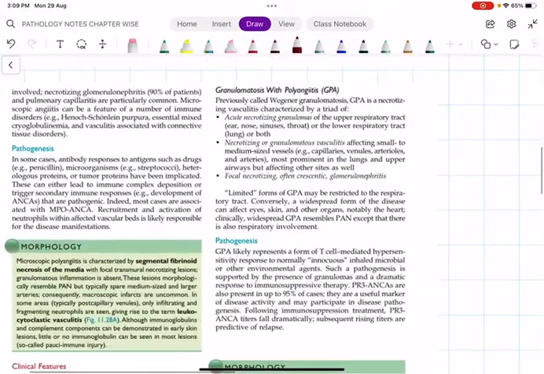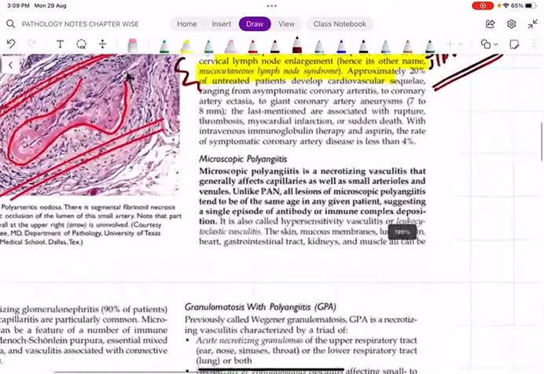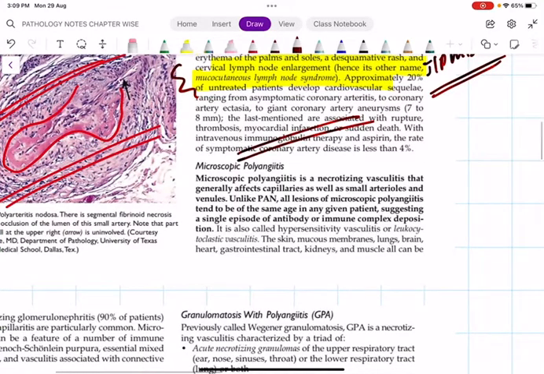Then a word about microscopic polyangiitis. So with this we have finished medium size vessel vasculitis. Next we have small vessel vasculitis. First one is microscopic polyangiitis. It is a necrotizing vasculitis of capillaries. That is why it is called microscopic, because it mainly affects the capillaries.